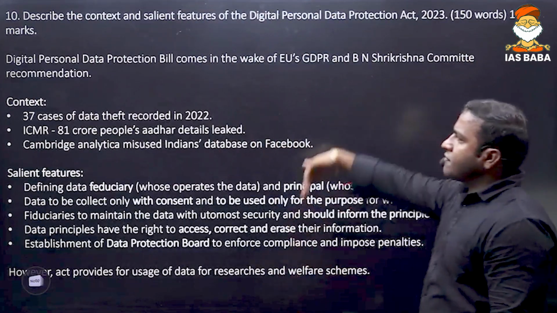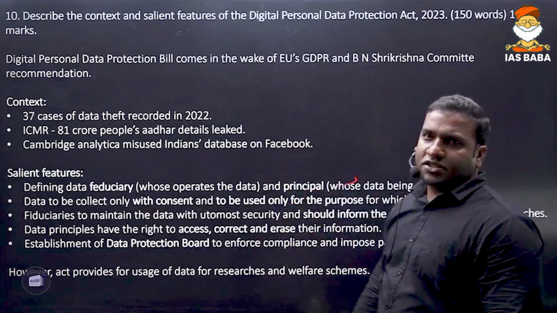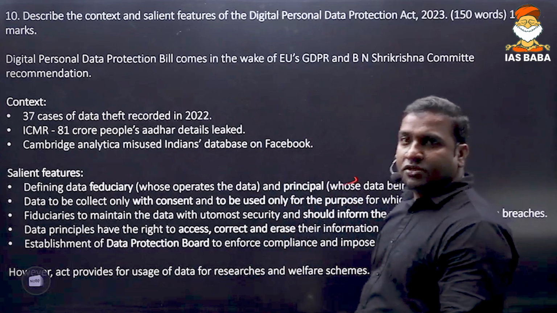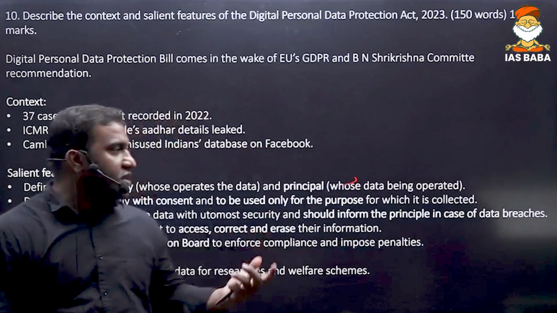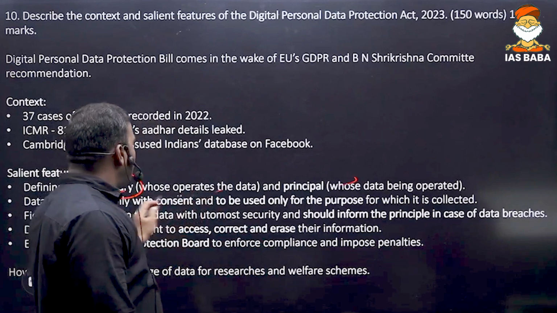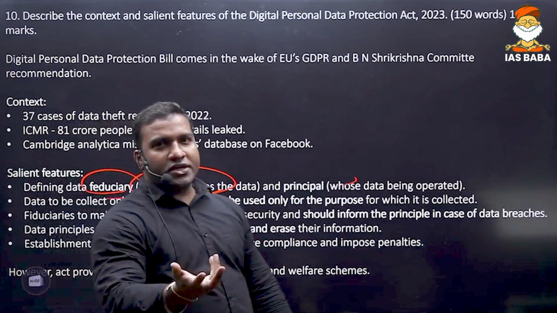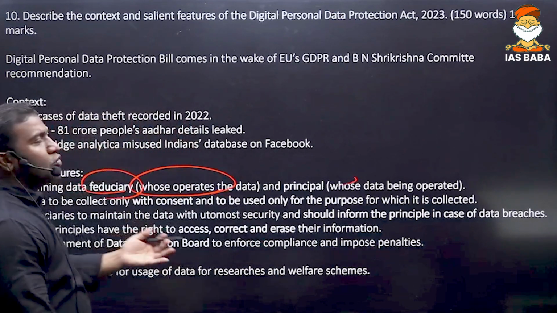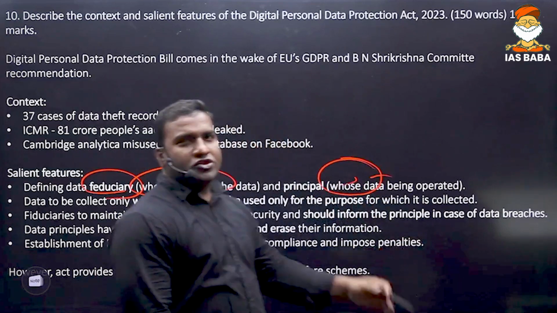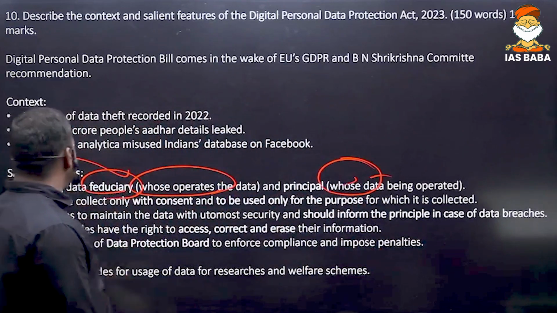Then, coming to the next, the salient features. What are the salient features? First, defining. The act defines who is the fiduciary and who is the principal. Friends, fiduciary means who operates the data, so the operator, and the principal is who owns the data. So it is my data, so I am the principal, and the fiduciary is the person who operates the data.